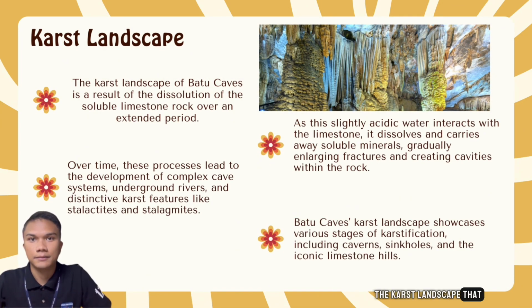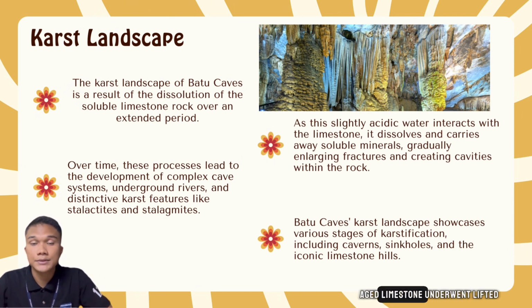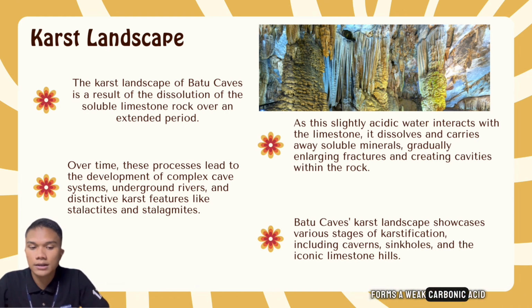The karst landscape that can be observed in Batu Caves now is the result of dissolution of soluble limestone over an extended period of time. So, limestone is susceptible to chemical weathering, particularly by slightly acidic rainwater. In the case of Batu Caves, the Carboniferous aged limestone underwent a karstification process, giving rise to the unique topography seen today. Rainwater, which is enriched with carbon dioxide from the atmosphere, forms a weak carbonic acid.